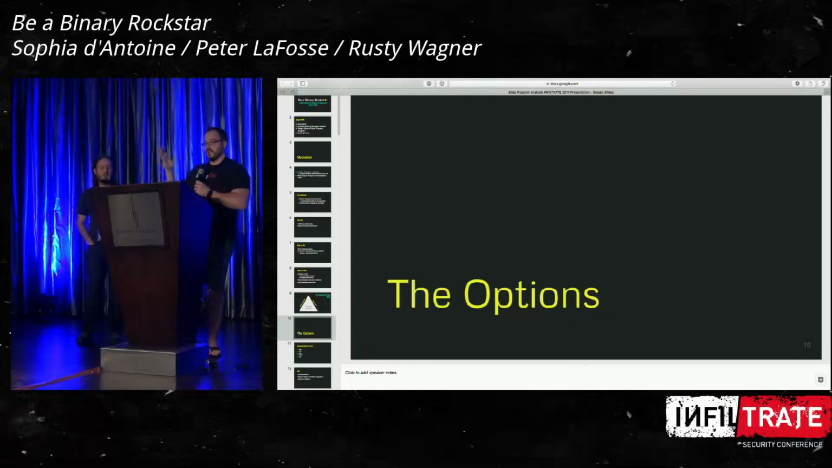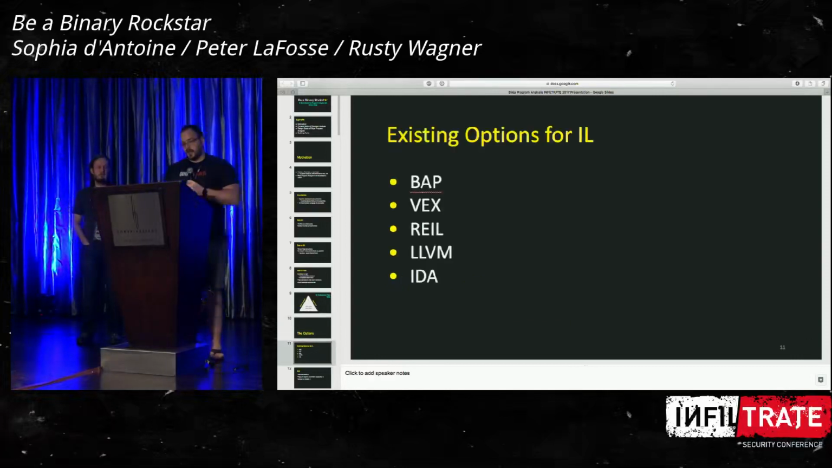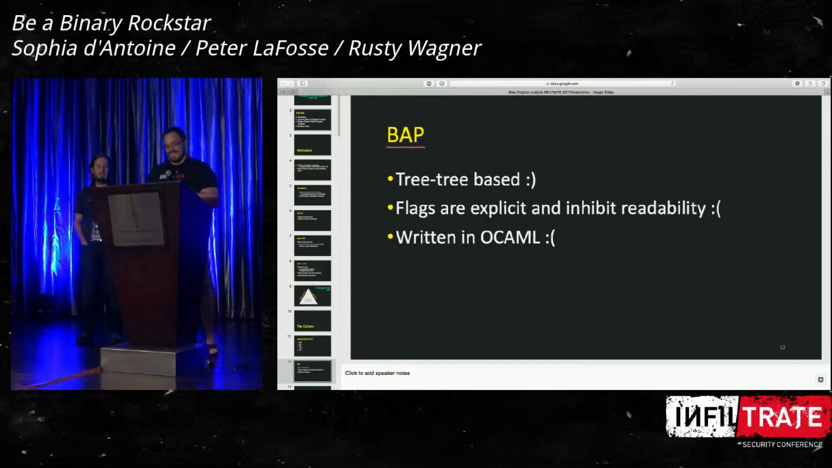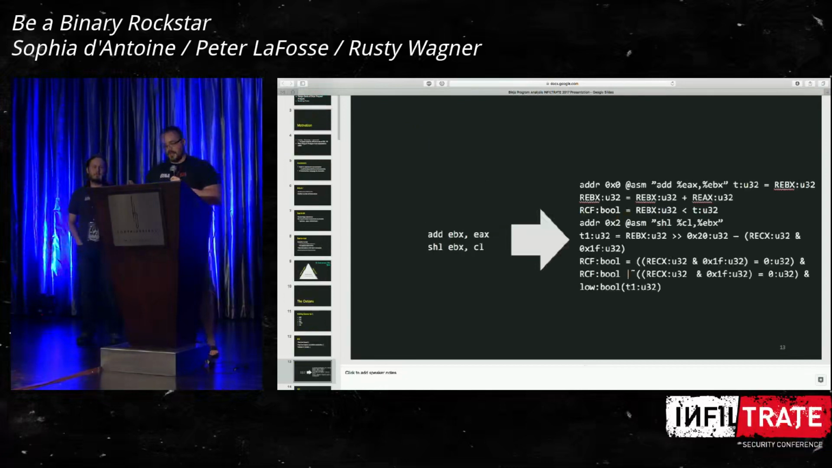So what are the available options today? There's a few: BAP, VEX, REIL, LLVM, and IDA maybe. So BAP, binary analysis platform, has a tree-based structure, which is good. It does help readability a bit, but all their flags calculations are explicit. It's all written in OCaml, and nobody outside of academia wants to write in OCaml. And it looks like this. It's horrible to read. If you would prefer to read the thing on the right, then God help you.